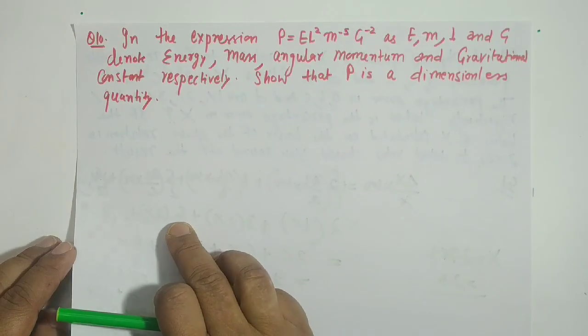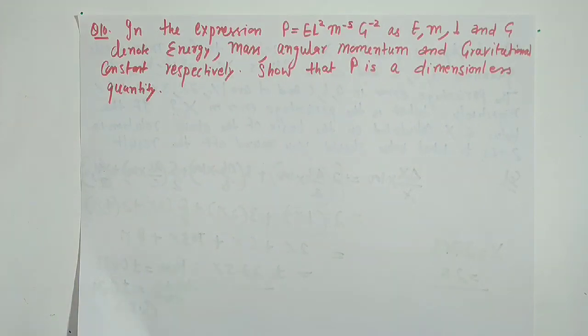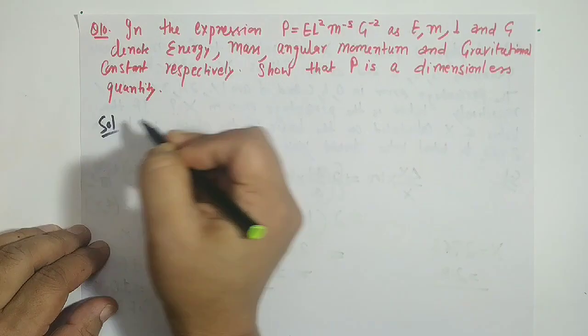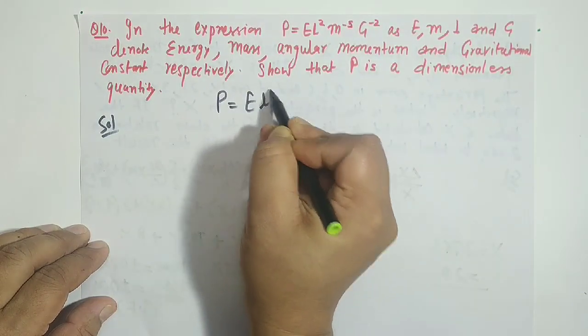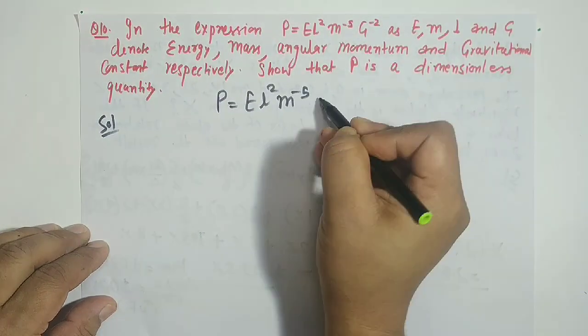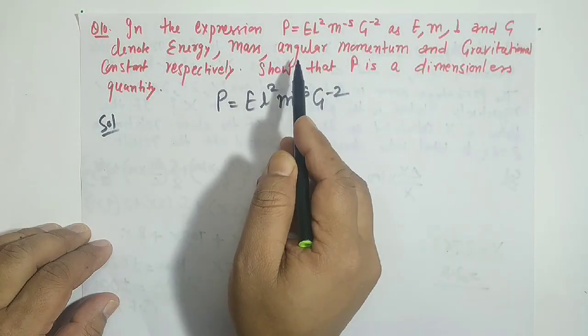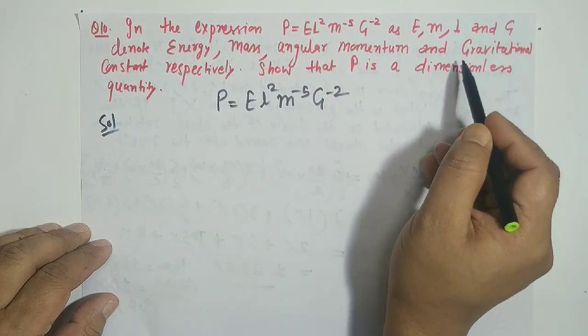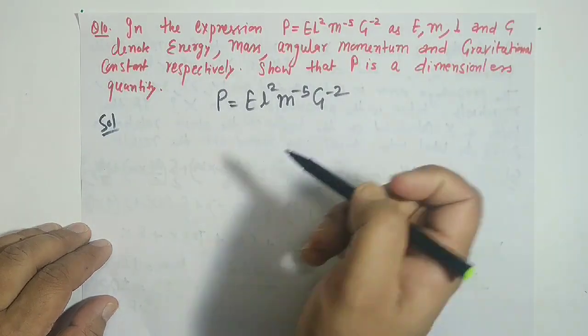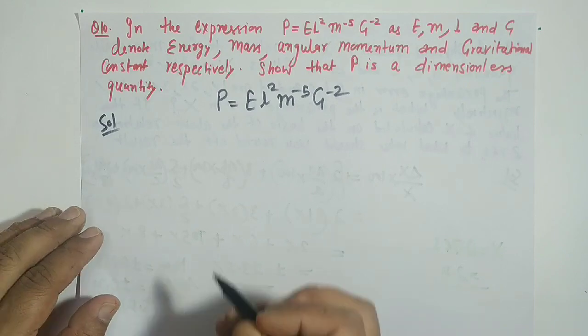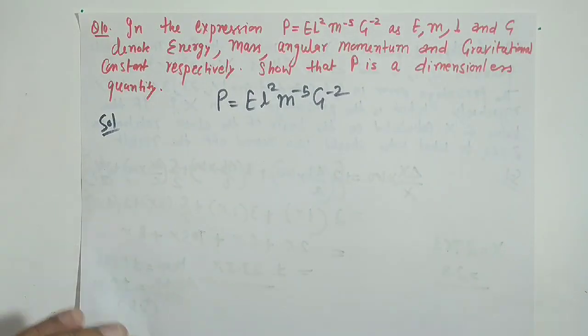Now question number 10. In the expression, P equals E L squared M to the minus 5 G to the minus 2, where E is energy, M is mass, L is angular momentum, and G is the gravitational constant. We have to check that P is dimensionless, so we'll put in their dimensions.